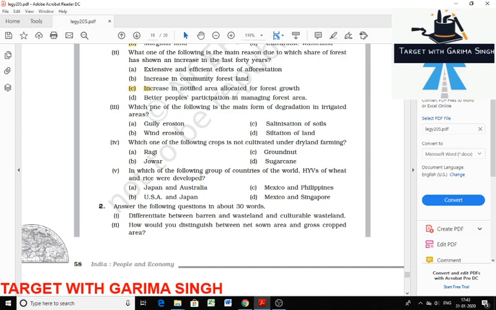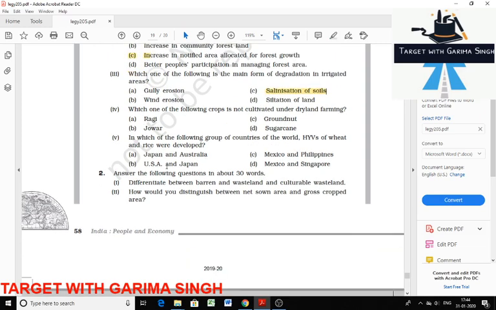Then which one of the following is the main form of degradation in irrigated area? So it's degradation. For degradation, we have discussed that as salinization of soil. It becomes salty, more salt content in the soil.